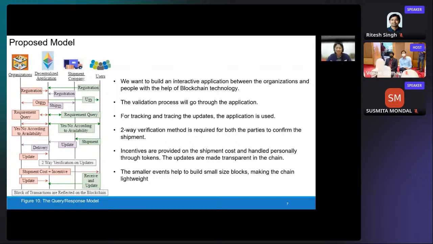The validation process is done through this decentralized application. The tracking, the tracing, and the updates are also through this decentralized application. But all the roles are very much distributed between the participants. Two-way verification methods are required, like users and shipment companies for their own transactions, shipment companies and organizations for their own transactions. The incentive mechanism is non-monetary, so it makes the chain a little light, and the block size is smaller due to that. The validation process is also very fast.